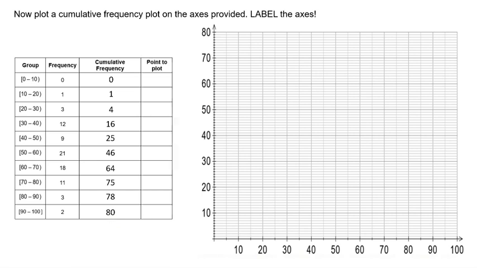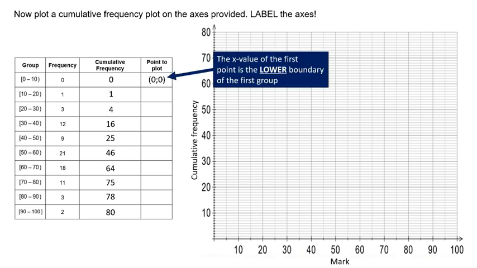Now we're going to look at what points we need to plot. First thing we're going to do is label the axes. On the horizontal axis, we've got the mark, and on the vertical axis, the cumulative frequency. Cumulative frequency always on the vertical axis. The very first point we plot is slightly different from the others, in the sense that we plot the lower boundary value as our x value against our cumulative frequency.